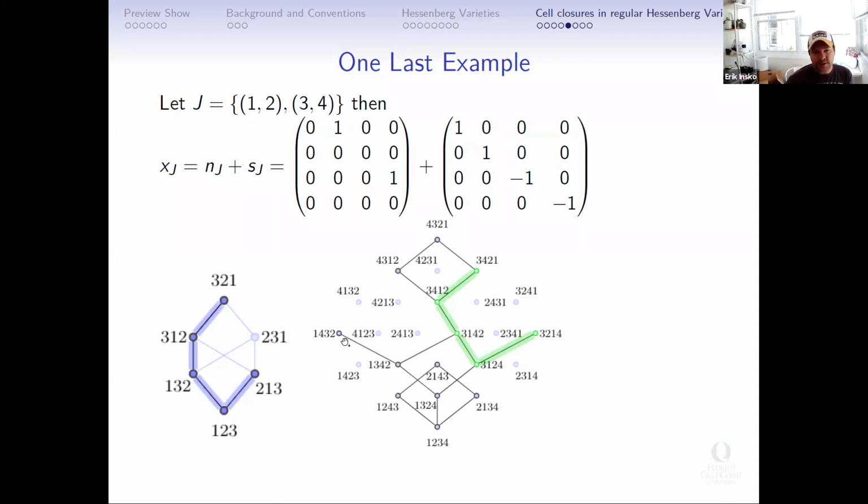And this is the one thing that we don't think will generalize to non-standard Hessenberg shapes: the closure of a cell will not be as easy to describe because it won't be isomorphic to just some smaller standard Hessenberg variety that we know what that looks like.